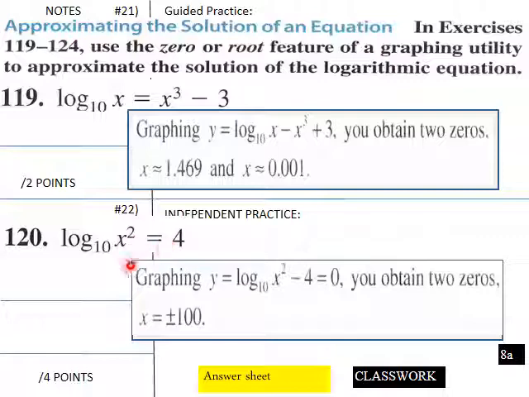And then down here, same thing. We bring this over here, log base 10 of x squared minus 4. And then we make this equal to 0. You obtain 2 zeros at x equals plus or minus 100 there.